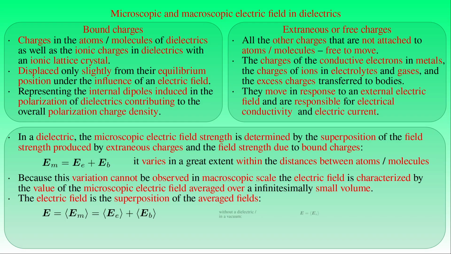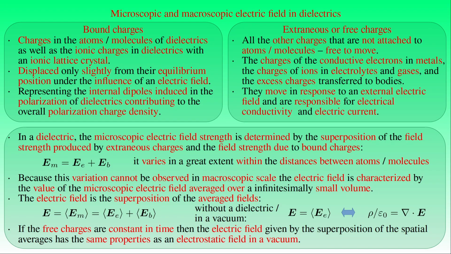In the absence of any dielectric, that is, in a vacuum, the macroscopic electric field strength is reduced to the average of the free charges. The volume charge density ρ describing the spatial distribution of free charges is the source of such an electric field in the fundamental equation, stating that the charge density ρ divided by the vacuum permittivity is equal to the divergence of the electric field E. We also note that if the free charges represented by the charge density ρ are constant in time, then the electric field given by this equation has the same properties as an electrostatic field in a vacuum.